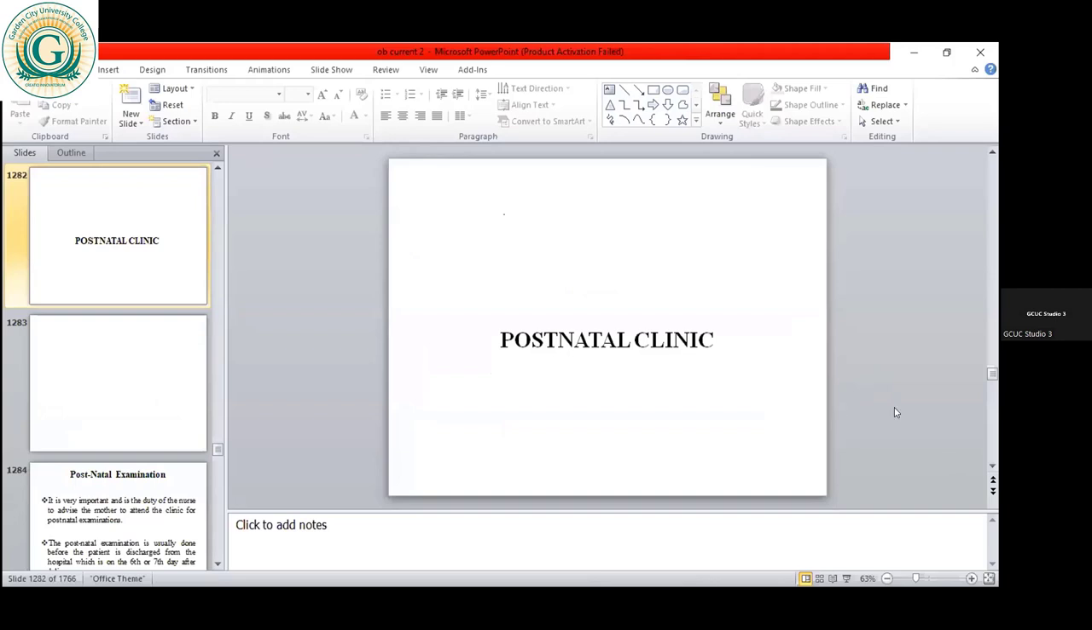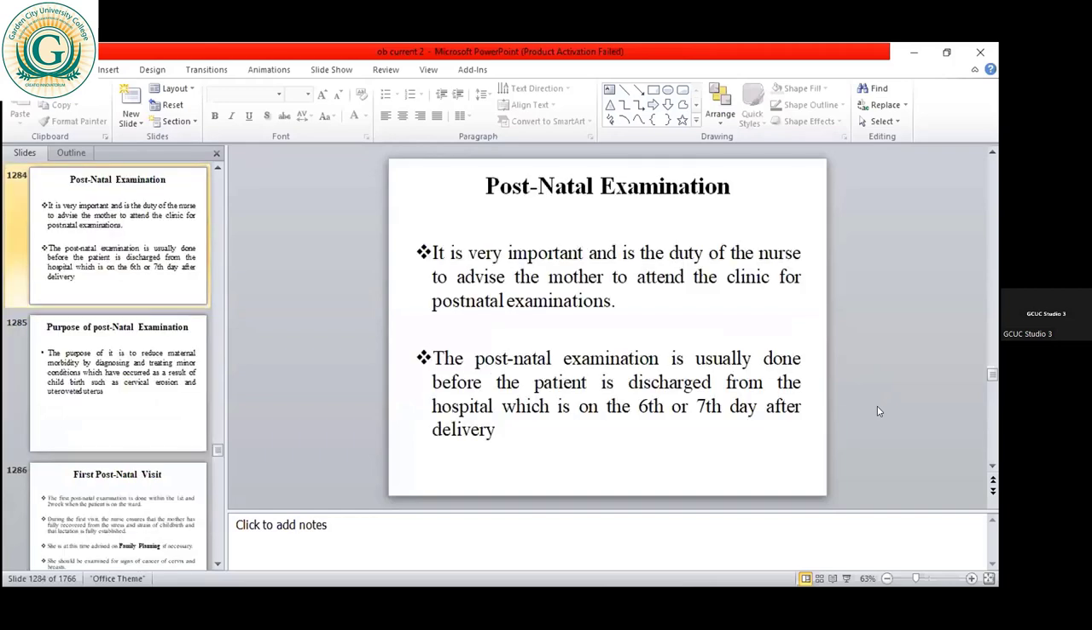So let's move on to the postnatal clinic. When a woman has delivered, she has to go to the postnatal clinic. Very important. It's the duty of the nurse to advise the mother to attend the postnatal clinic after delivery, so that they will do a postnatal examination.